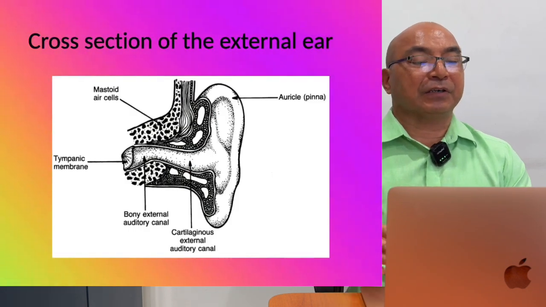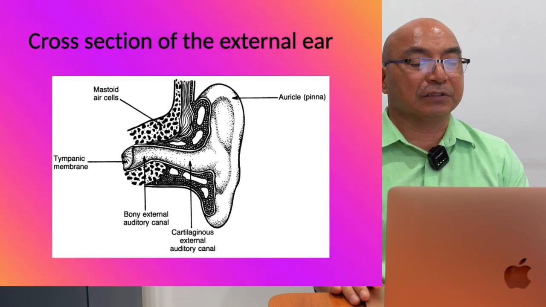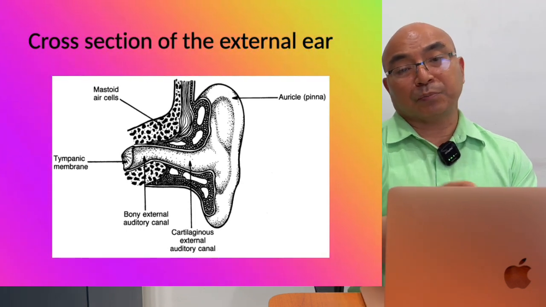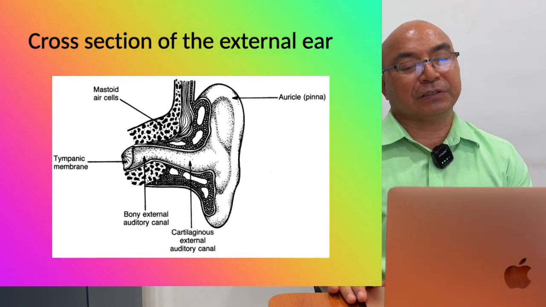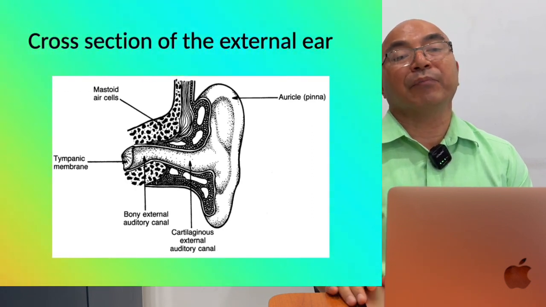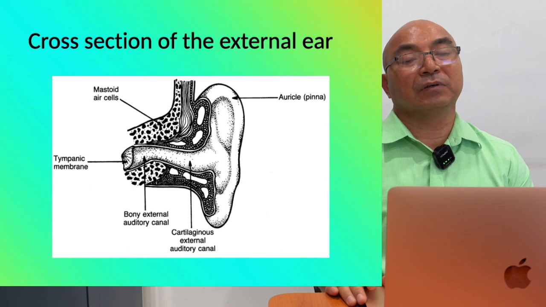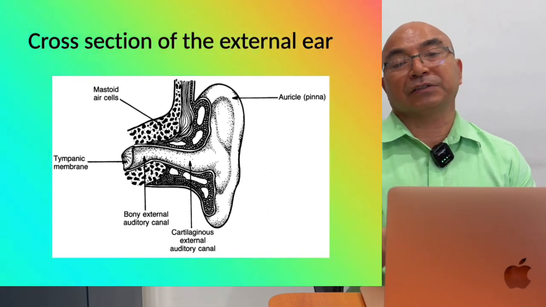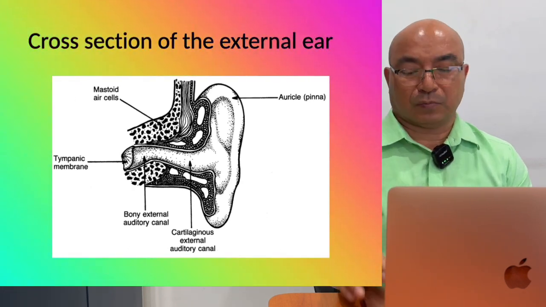And you can see here the cross section of the external auditory canal. The outer two-thirds is made of cartilage and the inner one-third is lined by bone. Okay.